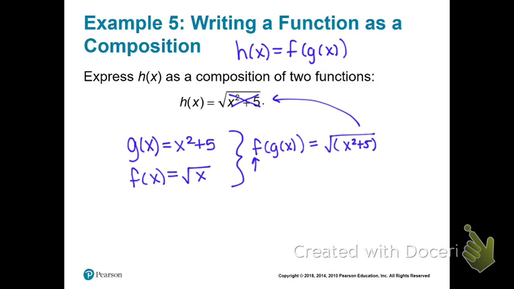Now, is that the only answer we could get? No, these have lots of different answers. So, whoops, thought I had my eraser on.